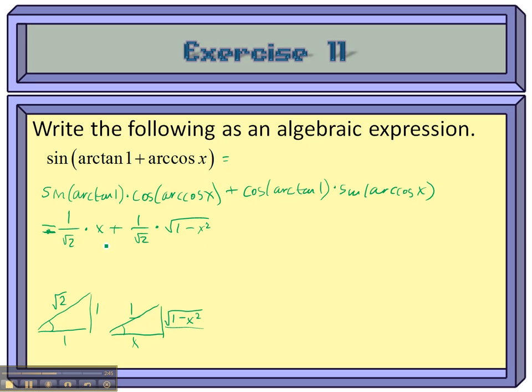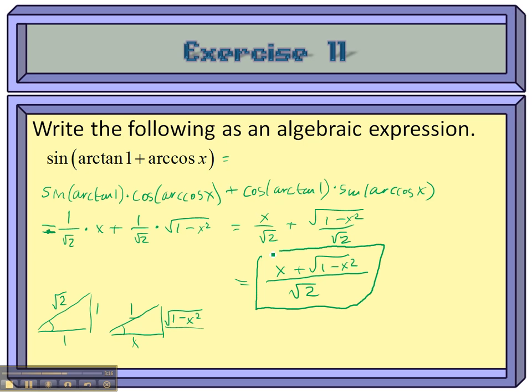So they both have square root of 2 on the bottom of them, so we can rewrite that as x over square root 2 plus square root of 1 minus x squared over square root of 2. Common denominator, x plus square root of 1 minus x squared over the square root of 2. You could rationalize that if you wanted to, but we're just going to go ahead and leave it as is.